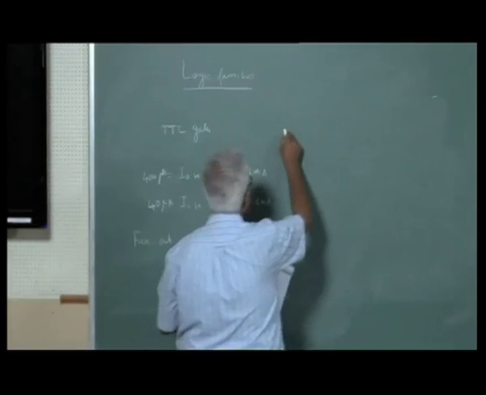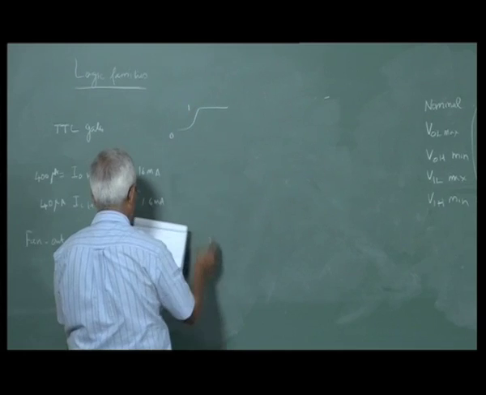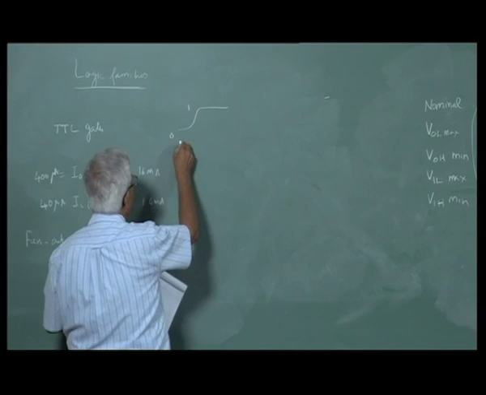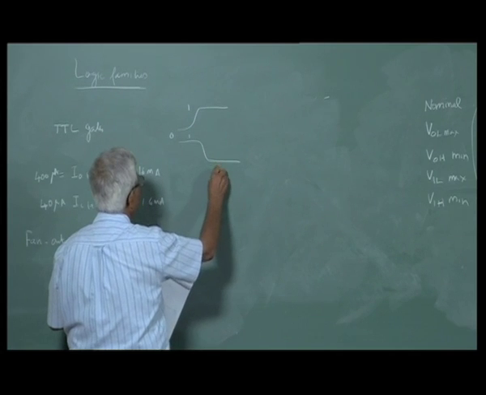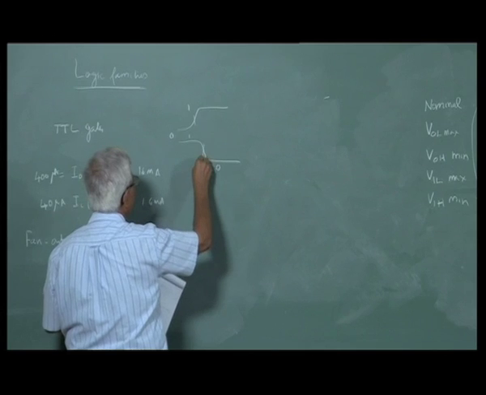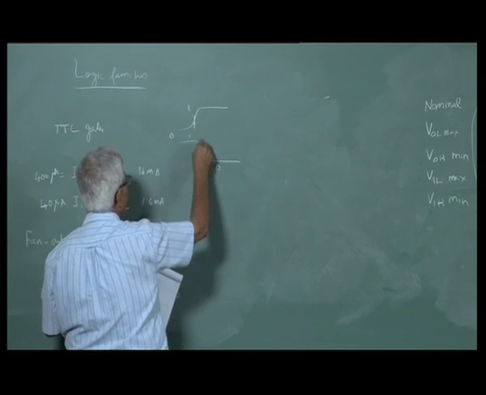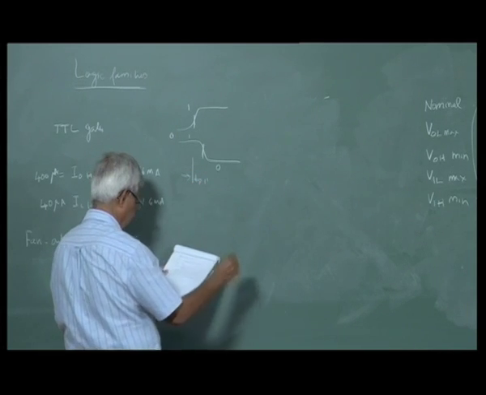When you change from 0 to 1, the output changes, let us say an inverter, 1 to 0. So the delay is the time it takes from mid level here to mid level here, called TPHL.